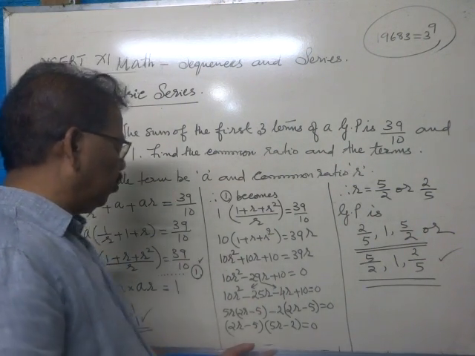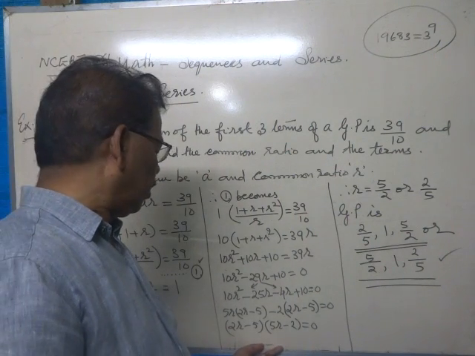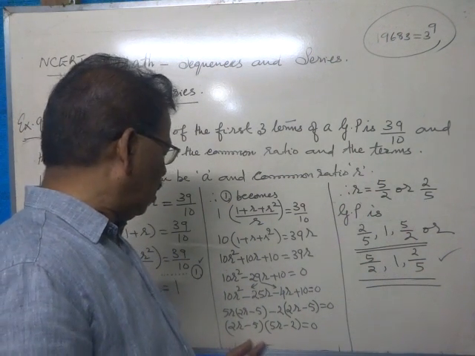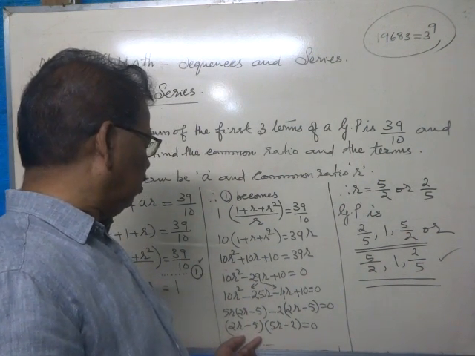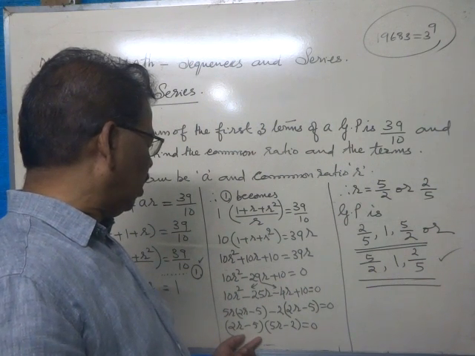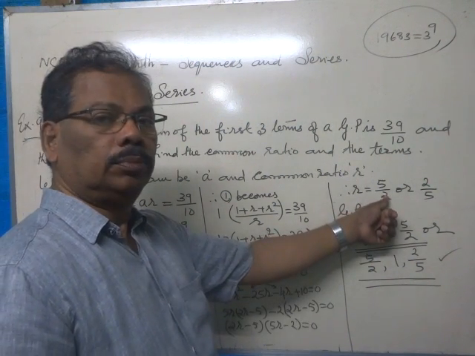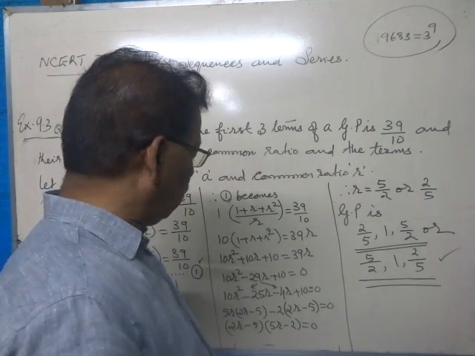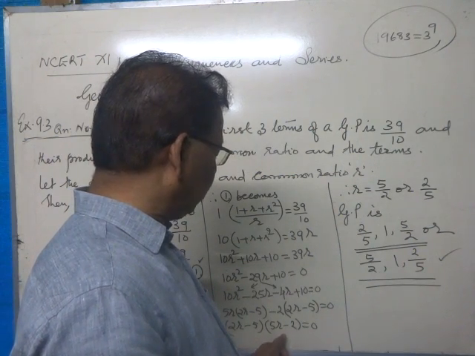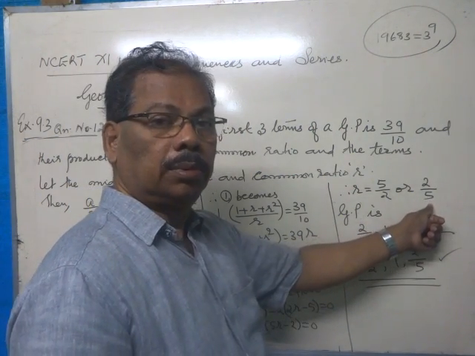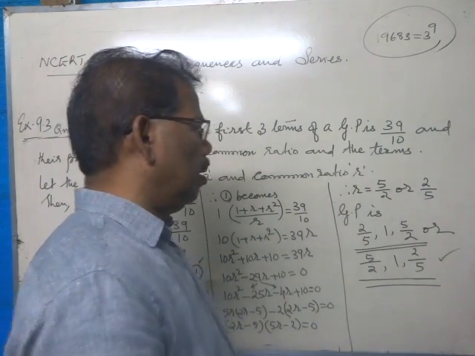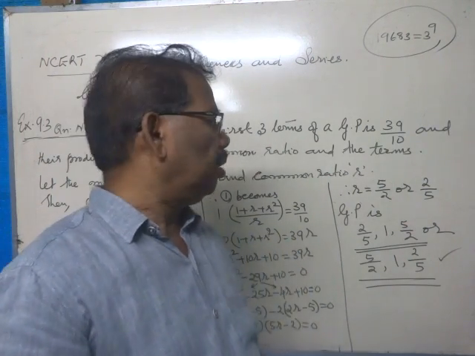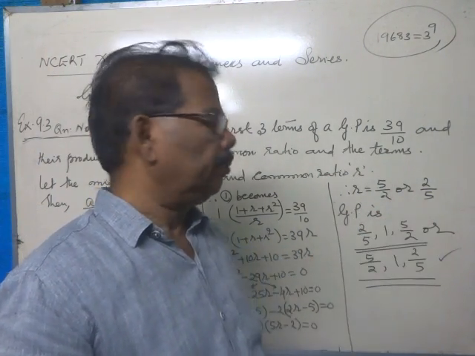Now the product of two terms equals 0. Either this must be 0 or this one is 0. If 2R minus 5 is 0, it means 2R equals 5 and R is equal to 5 by 2. And if 5R minus 2 equals 0, 5R equals 2 and R is equal to 2 by 5. In this question, the common ratio can be 5 by 2 or 2 by 5.